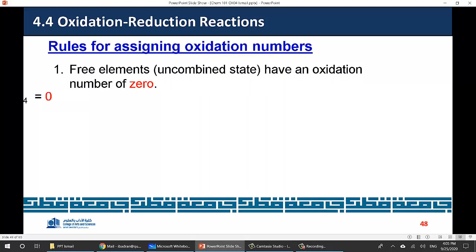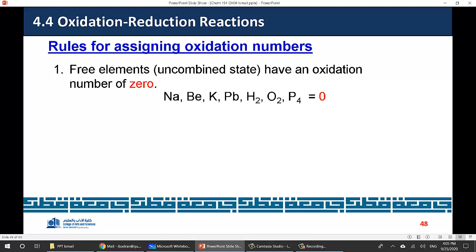The first rule says that for free elements in their standard states, the oxidation number is 0. So for example, sodium exists in nature as sodium metal. Okay, sodium solid, that's it. So the oxidation number of that would be 0. Not only sodium, but all the metals, potassium, lithium, beryllium, calcium, all the metals, including the transition metals, like iron, for example, or gold, they exist as free atoms in nature, and therefore their oxidation number is 0.